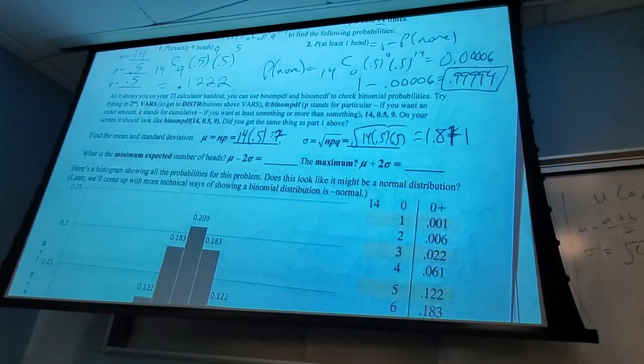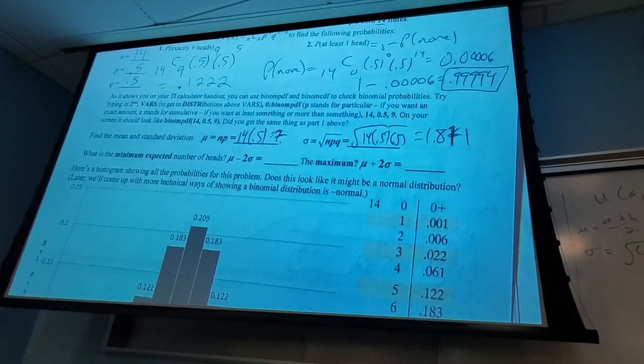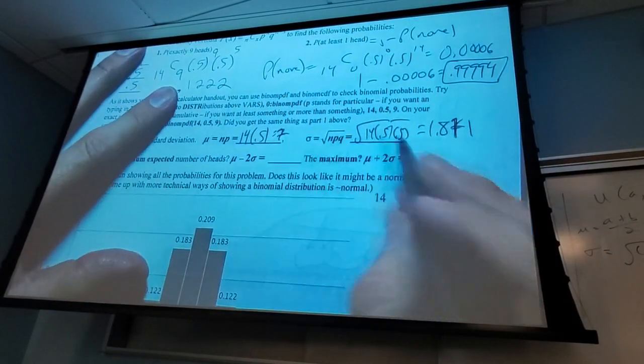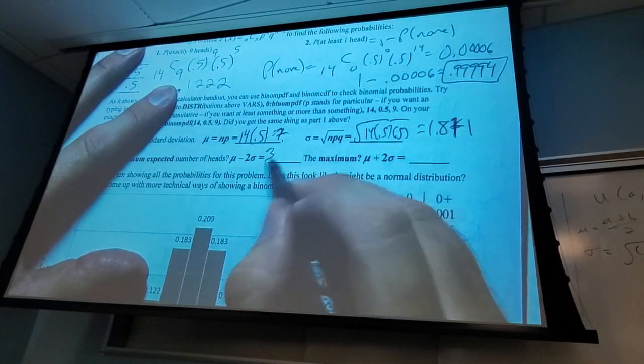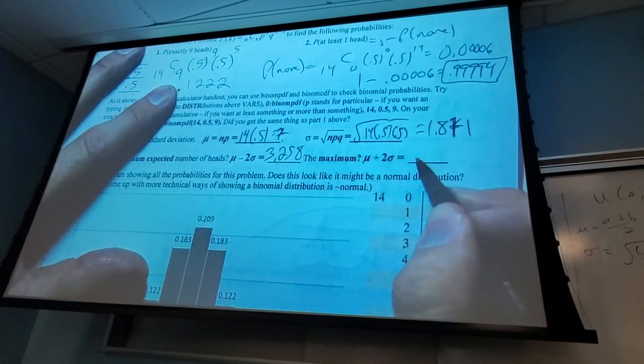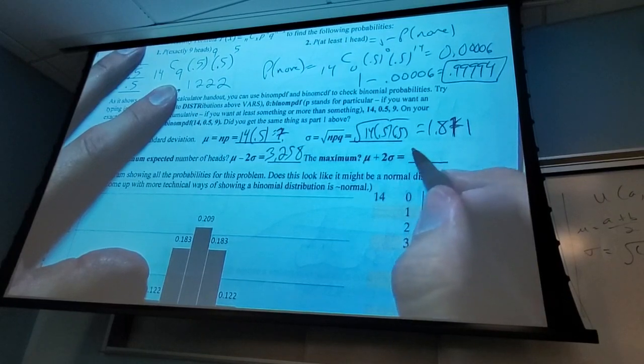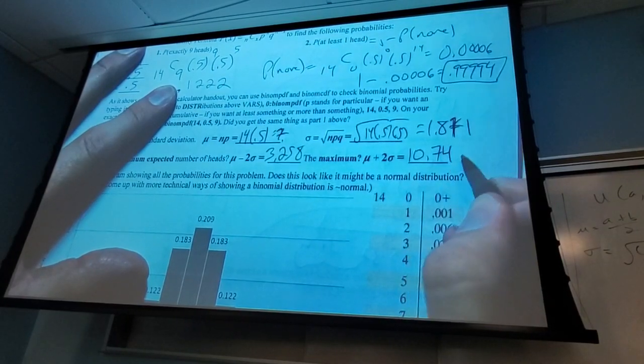So the minimum expected number of heads is the mean minus two of these. Do it again, sir. 3.258. 3.258, and then the max, 10.741. 10.74 or something? Good. Okay.